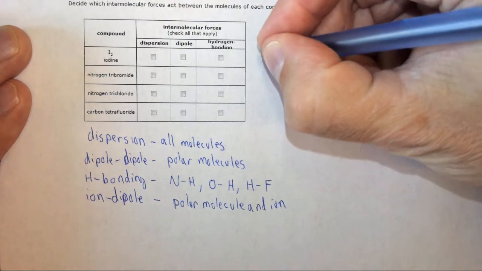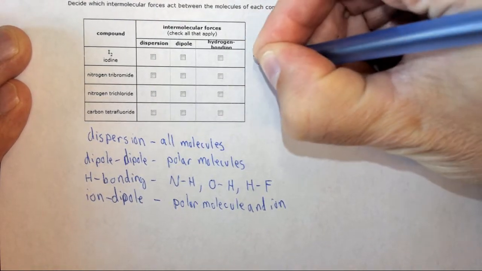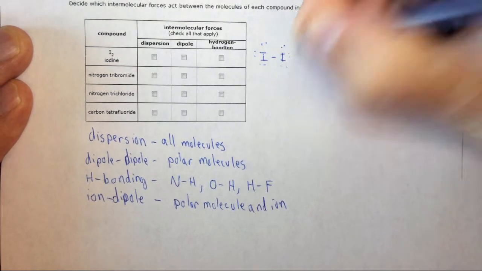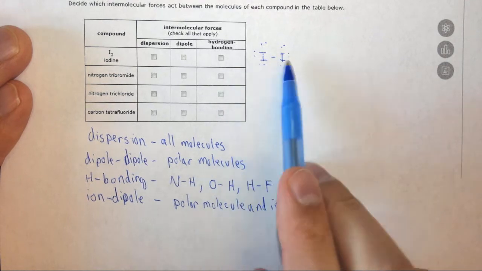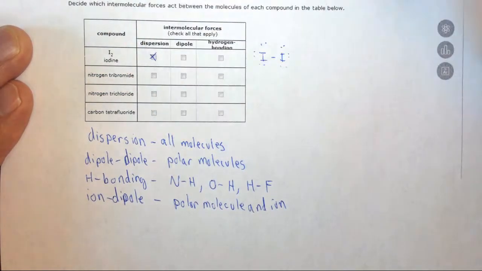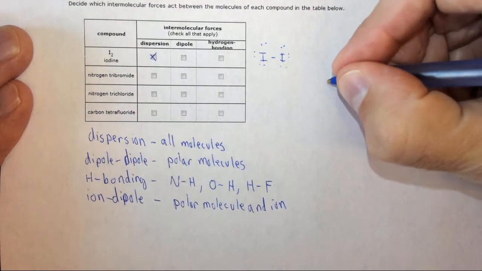So the first one is iodine. We want to draw the Lewis structure. Iodine is diatomic, so the electronegativity of this iodine and this iodine are exactly the same, so there's no polarity here. If it's not polar, the only intermolecular force it has is dispersion. Next, nitrogen tribromide.